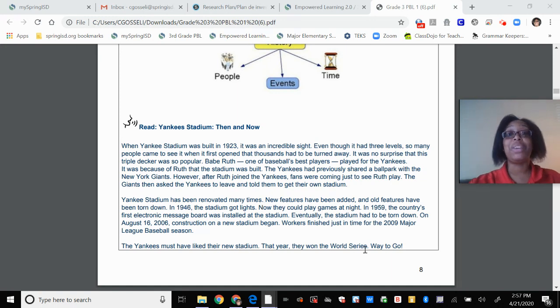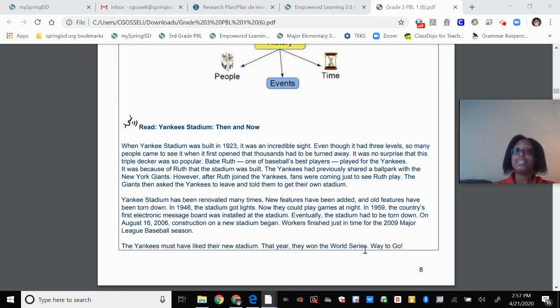Yankee Stadium has been renovated many times. New features have been added and old features have been torn down. In 1946, the stadium got lights. Now they could play games at night. In 1959, the country's first electronic message board was installed at the stadium. Eventually, the stadium had to be torn down. On August 16, 2006, construction on a new stadium began. Workers finished just in time for the 2009 Major League Baseball season. The Yankees must have liked their new stadium. That year, they won the World Series.